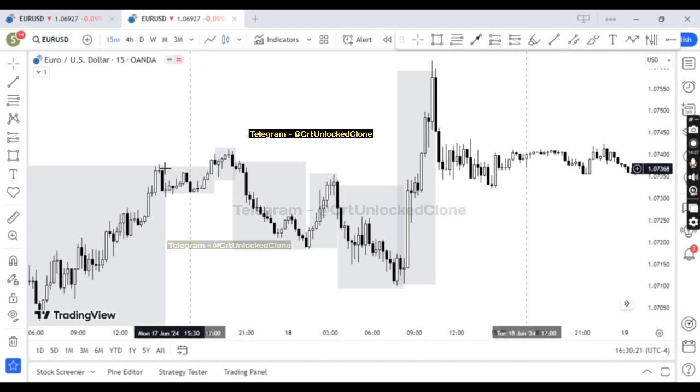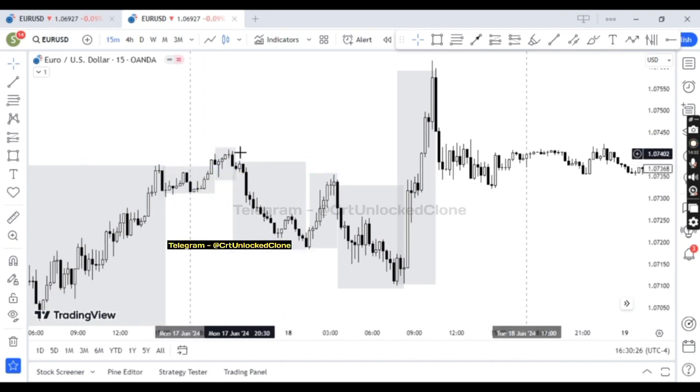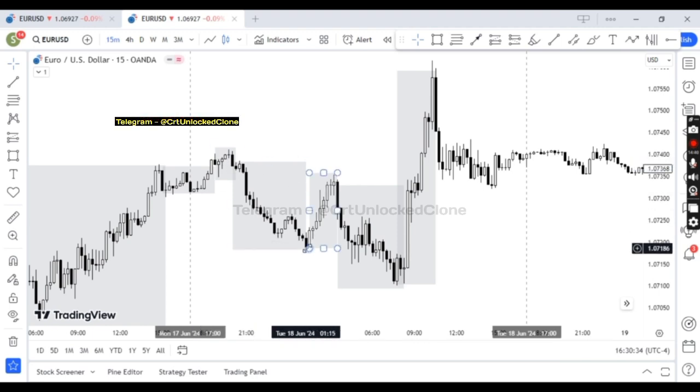So you can see we had a ranging profile, manipulation, and then the only possible outcome for price after manipulation is to expand in what? In the opposing direction, in the opposite direction. And then after an expansion we had a retracement, then another expansion and reversal.